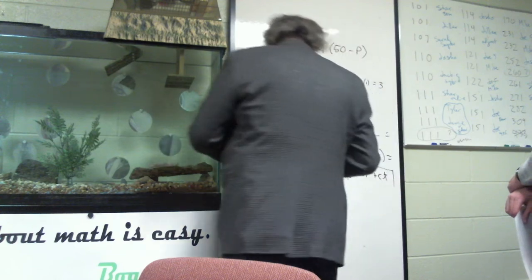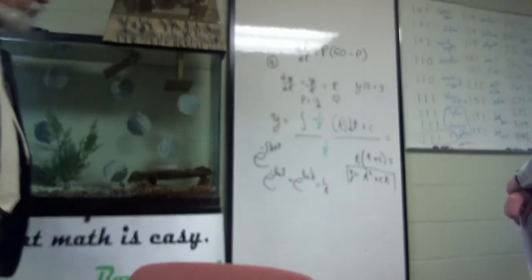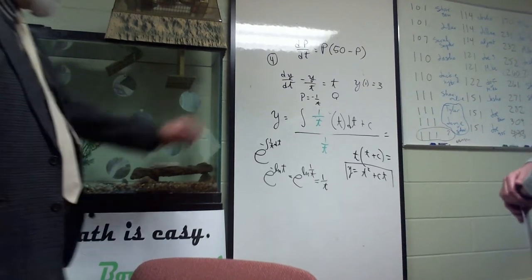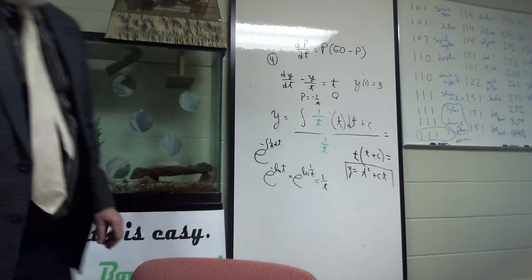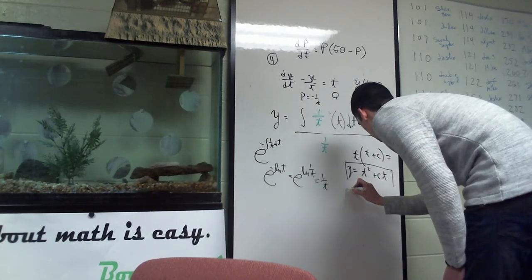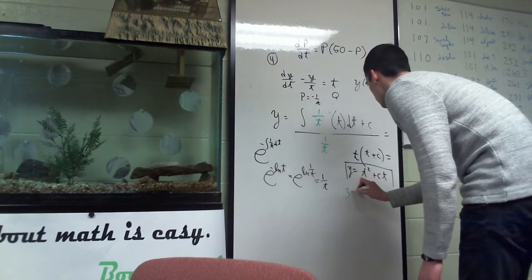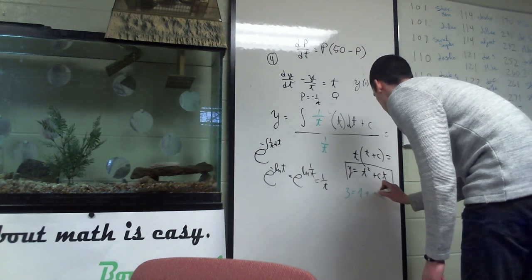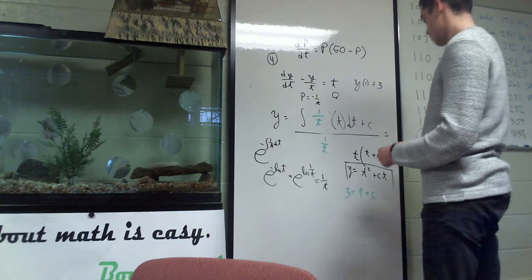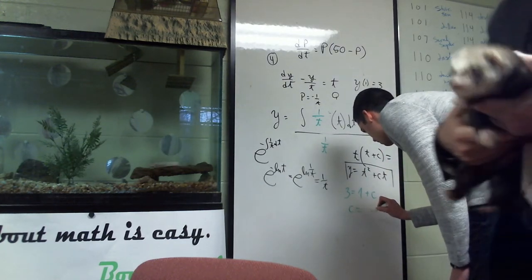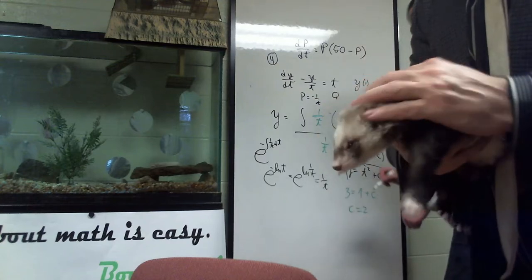We're not done yet. What do we got to do? We have to use the initial condition. We didn't use the initial condition, y of 1 equals 3. Do you want to take it? I can. Go for it. So 3 equals 1 plus c. C equals 2. That's right?